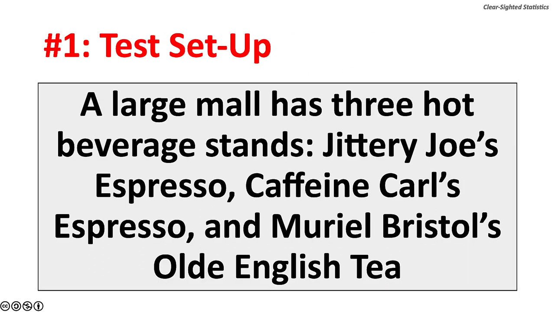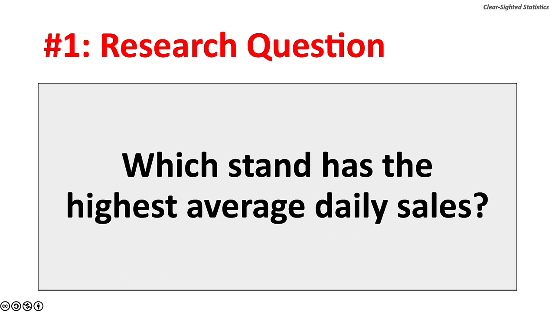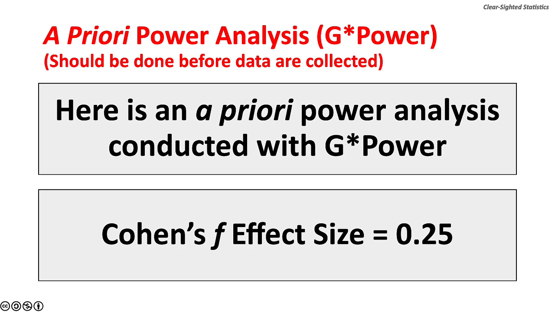Step 1, test setup. A large mall has three hot beverage stands: Jittery Joe's Caffeine, Caffeine Carl's Espresso, and Muriel Bristol's Old English Tea. The research question: which stand has the highest average daily sales? Here is an a priori power analysis conducted with G-Power. Cohen's F effect size is estimated to be 0.25. This analysis should have been done before the data were collected.